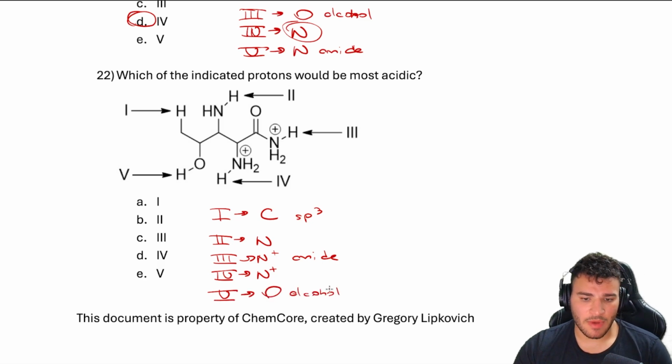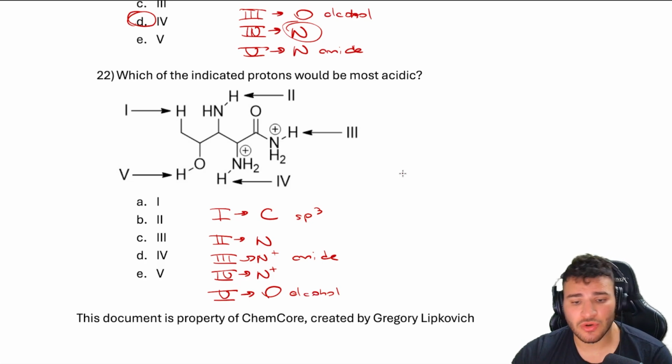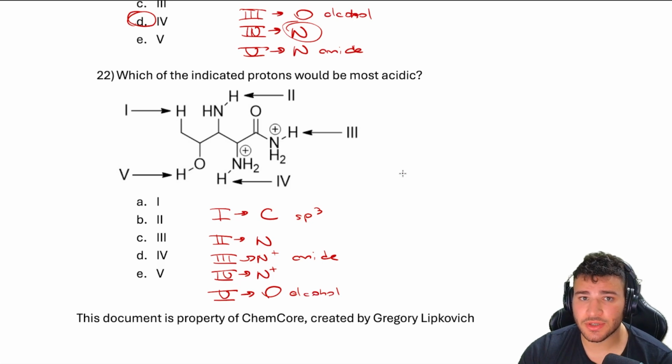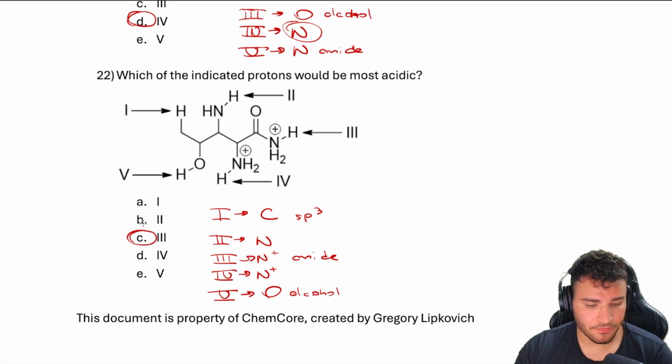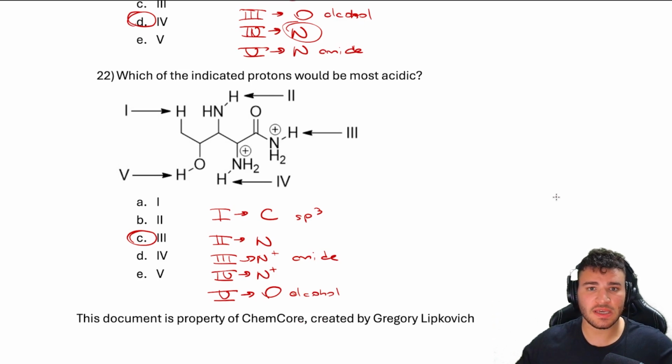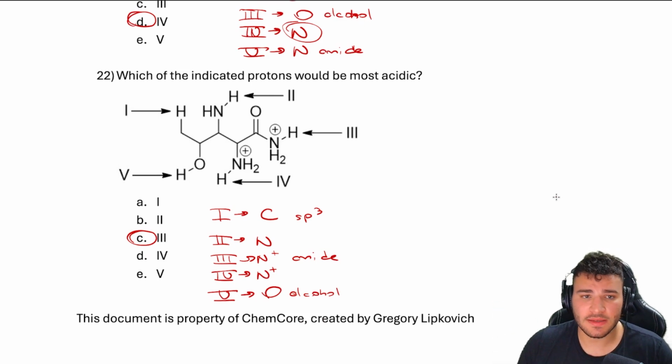And so because of that, I'm kind of looking right at the nitrogens that are positively charged, because both of them are going to be stronger than the alcohol. Except proton 3, not only is it a positively charged nitrogen, it's also an amide, which means it has a lot of resonance. And so because of that, proton 3, the one connected to an amide, is going to be the most acidic. This question concludes the worksheet on acid-base strength.